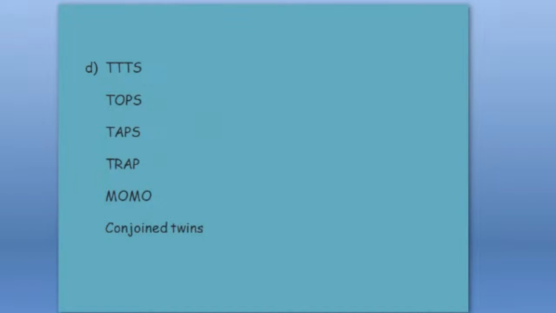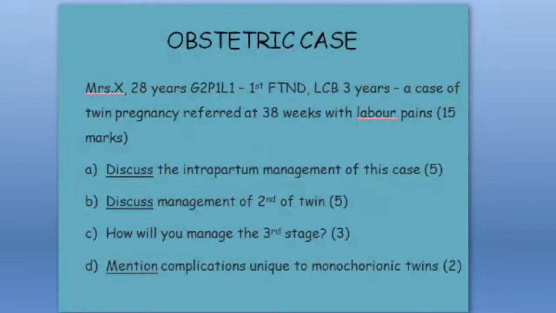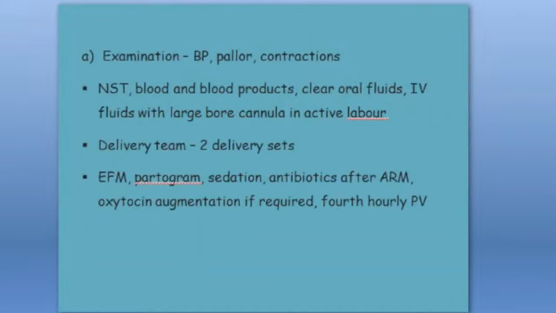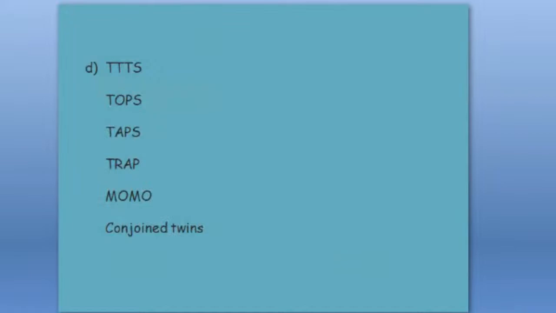Then the next question was, mention the complications unique to monochorionic twins. So this is a mention question, and it carries only 2 marks. So you need not elaborate too much on all these problems. Though there are so many other complications pertaining to twins, there are a few complications which are inherent to monochorionic twins, purely by virtue of sharing of the blood vessels between the twins.